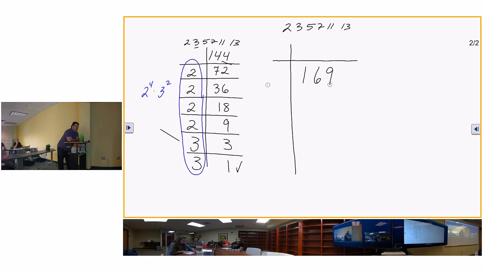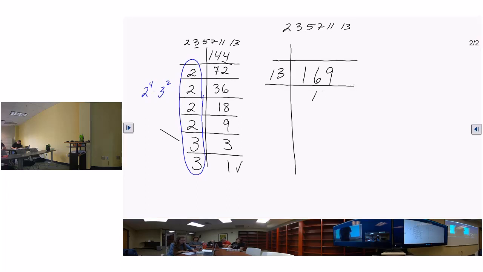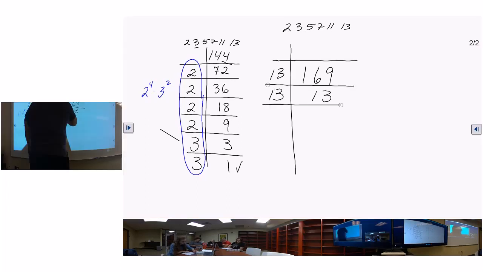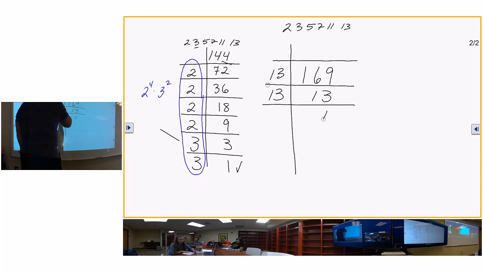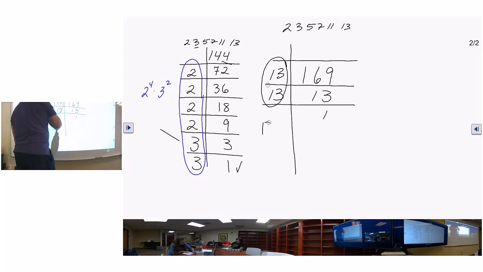Well, what's 12 times 12? 144. What's 13 times 13? 169, Hubert. That's right, class. So I can divide this by 13. 13 will go into 169 13 times. 13 will go into 13 1 time. So this 13 squared is equal to 169.